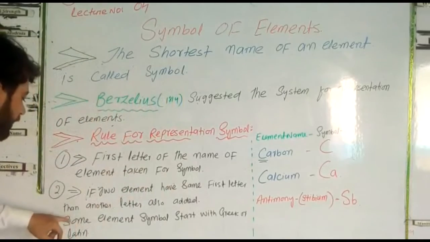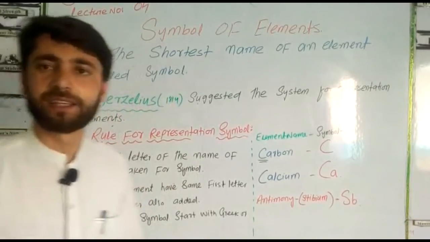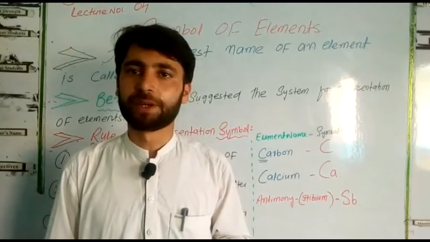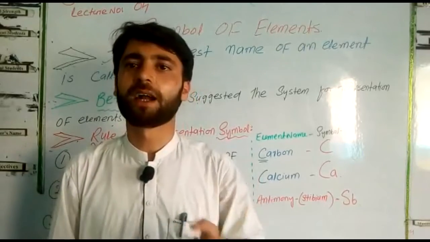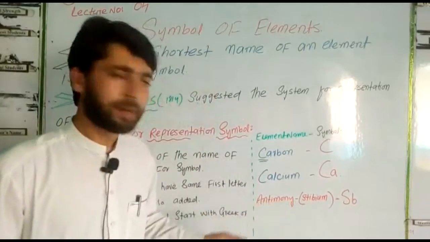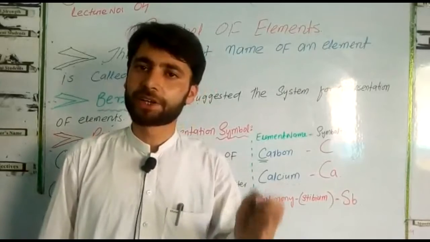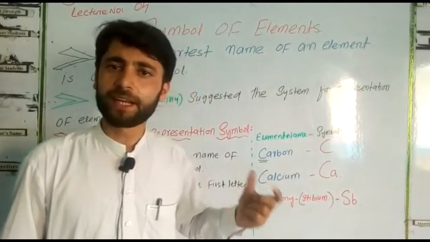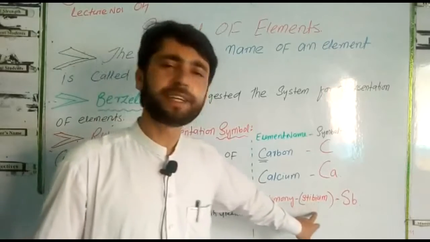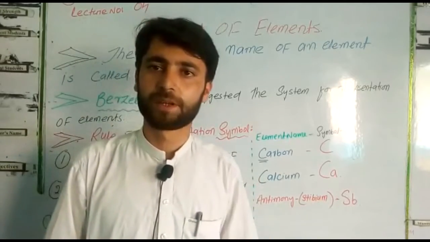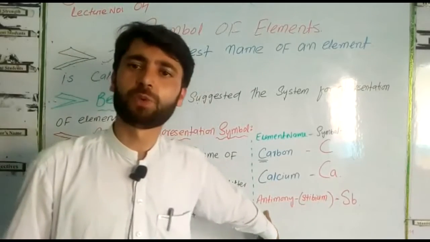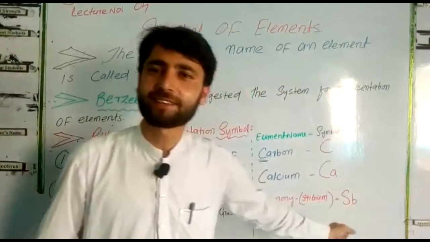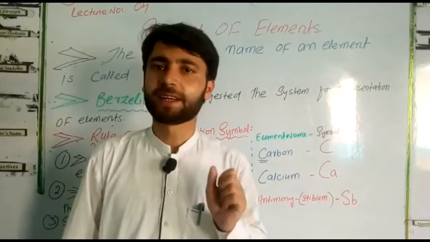And rule number 3: some element symbols come from the Greek or Latin name. There are two types of names for each element, one is the English name and another is the Greek or Latin name. Some elements are represented with Latin or Greek names. Let us suppose antimony is an element. The English name is antimony and the Latin name is stibium. So stibium is not represented with An, because An is from the English name. We represent stibium with Sb. Sb is from its Latin name.